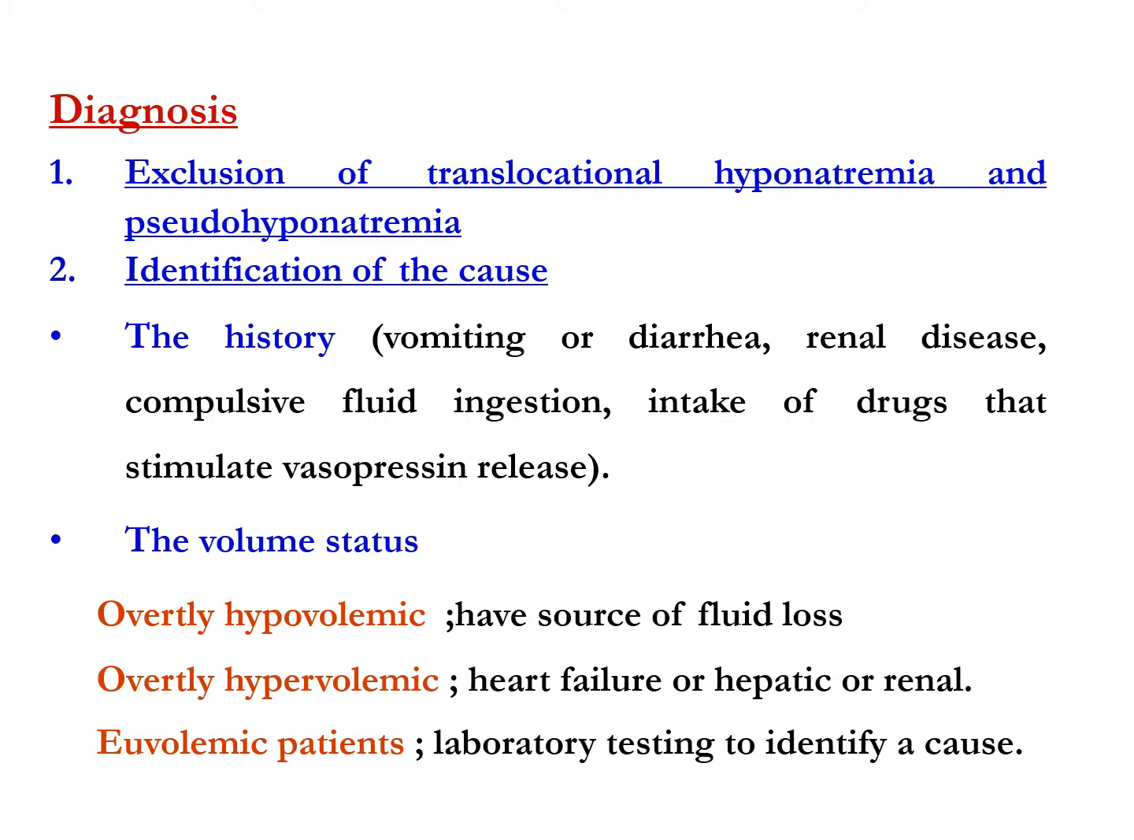For diagnosis, as we told you, first exclude translocational hyponatremia and pseudohyponatremia, as we did in our cases. Second, identify the cause of true hyponatremia from the history, if there is obvious vomiting, diarrhea, renal disease, or compulsive water ingestion, and check the volume status. The patient may be overtly hypovolemic, overtly hypervolemic, or euvolemic. The euvolemic patient requires further testing to identify the cause.